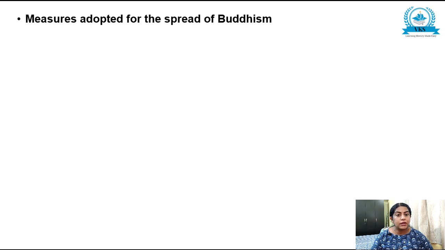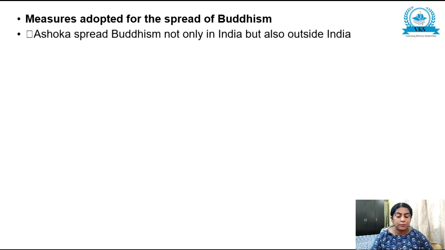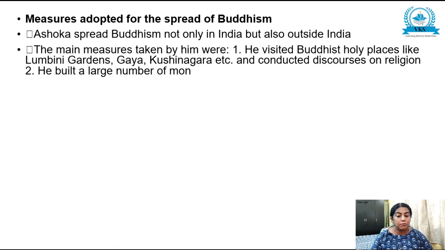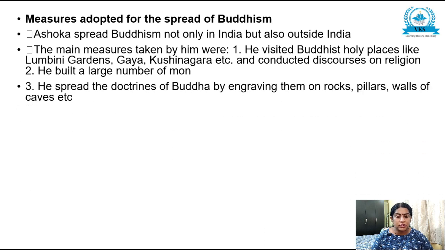Now the measures adopted by Ashoka to spread Buddhism. Ashoka spread Buddhism not only in India but also outside India, and the main measures taken by him were: he visited Buddhist holy places like Lumbini Garden, Gaya, Kushinagara, etc. and he conducted discourses on religion. He built a large number of monasteries.